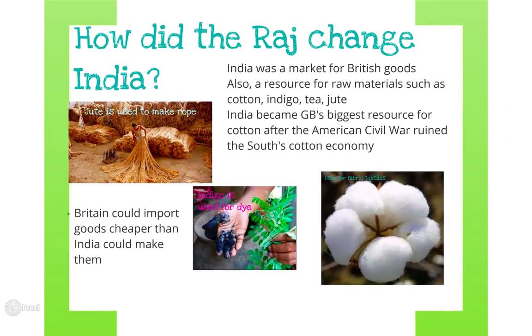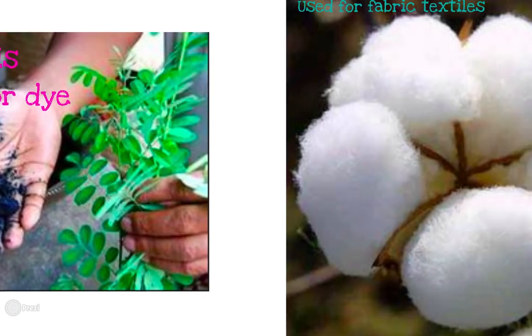All right, and then how did the Raj change India? So India ended up being the biggest market for British goods. They had raw materials such as cotton, indigo, tea, jute, and India became Great Britain's biggest resource for cotton because during the Civil War, the South's economy was decimated and destroyed, so we weren't producing cotton, but they could grow it in India, and India could import goods cheaper than India could make them. So instead of having them make the cabinets in India, they would just send the wood from India to Great Britain. So, a couple of things here.